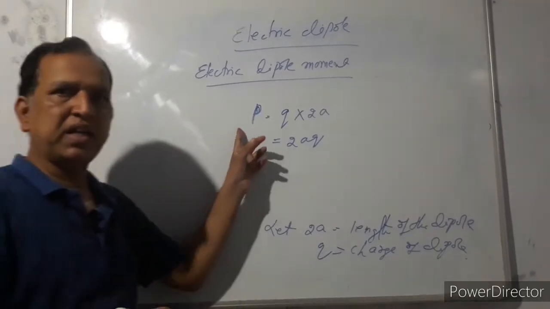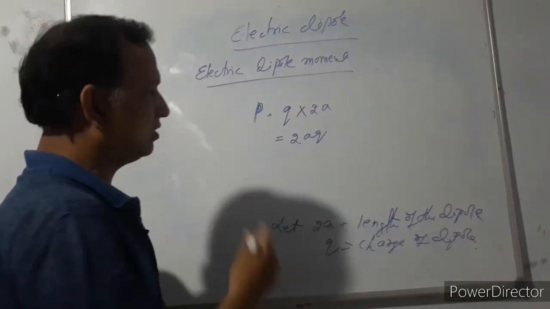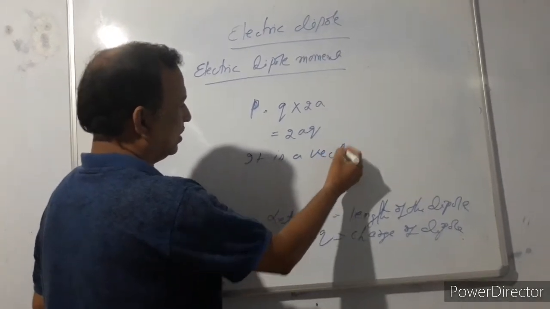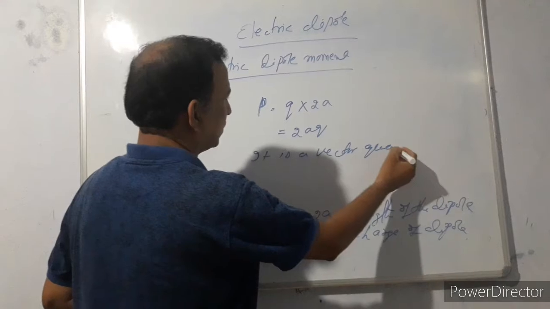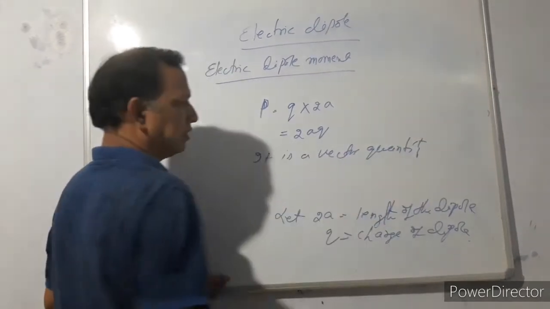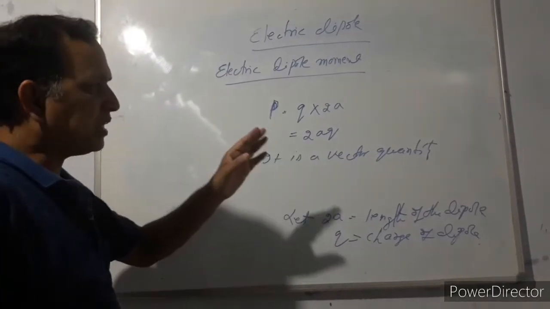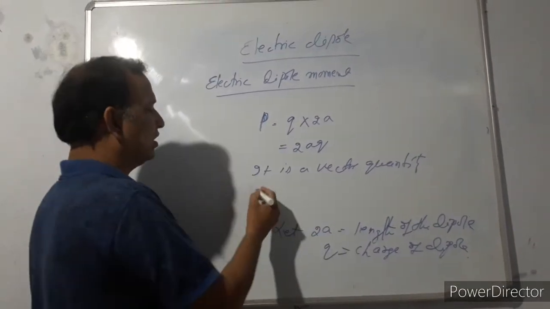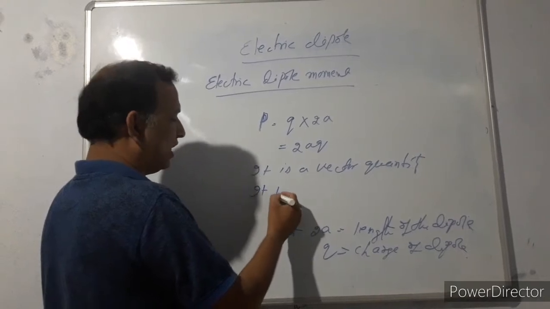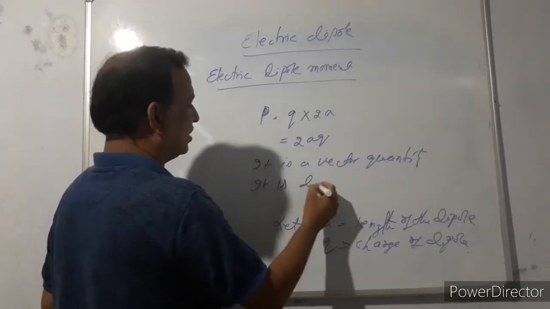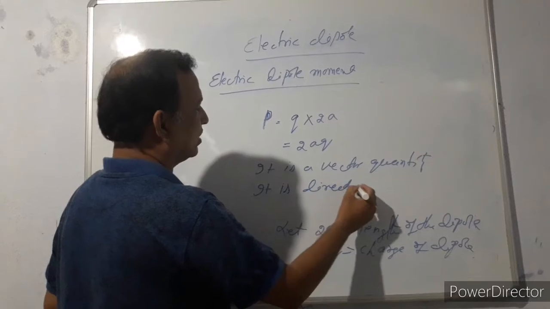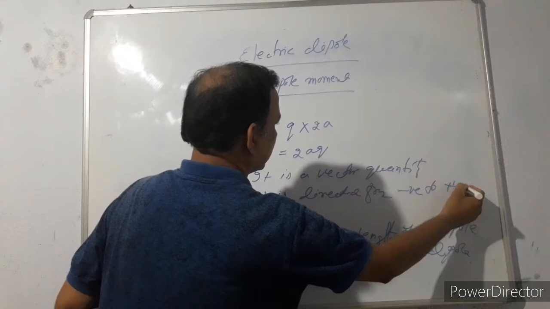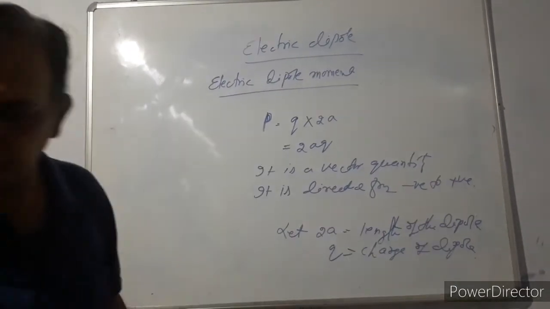This dipole moment is a vector quantity. So if it is a vector, what is the direction? It is directed from negative to positive. Negative to positive.